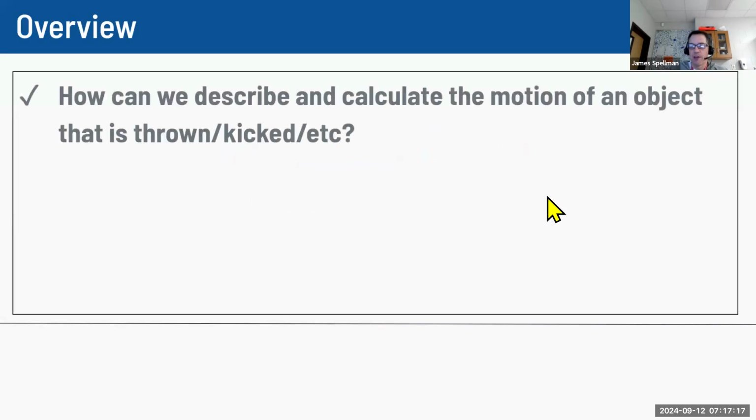Again, oftentimes my handouts don't just have you copy, so you kind of need to look at both. So what we're going to be doing is describing and calculating the motion of an object that's thrown or kicked, basically something that's flying through the air. So first unit was things going straight, and again, now we got things going through the air.